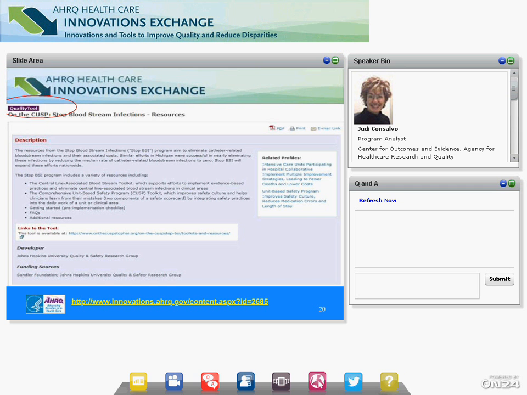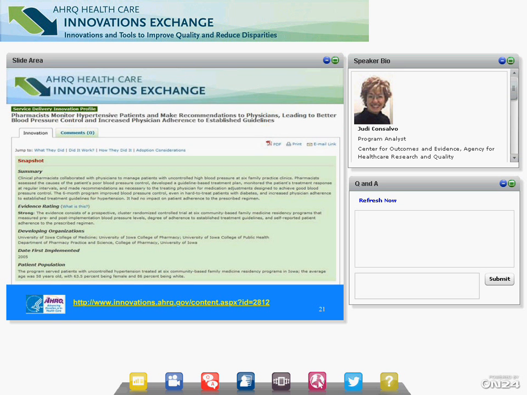Let's quickly look at a second profile to get the feel for how useful these are in clinical change. This particular one is about pharmacists who monitored hypertensive patients and made recommendations to physicians. It led to better blood pressure control and increased physician adherence to established guidelines. Some of the details of this particular profile is what they did.